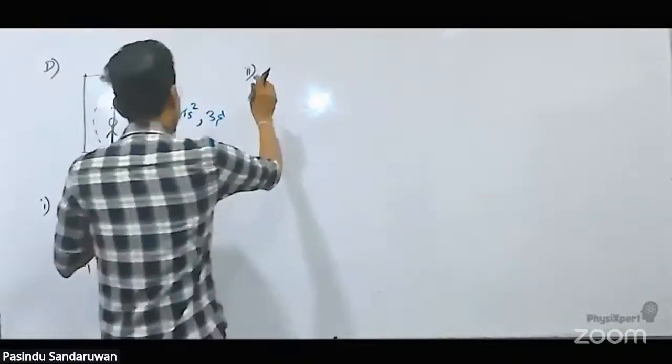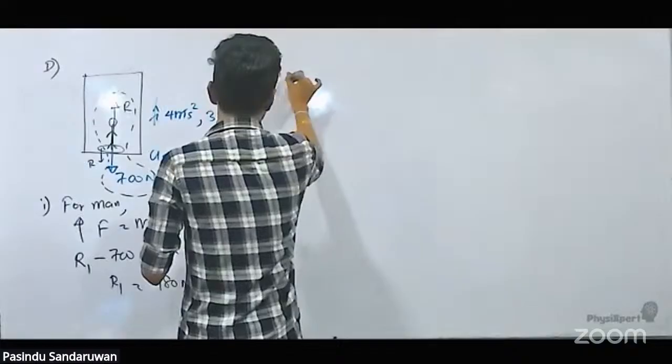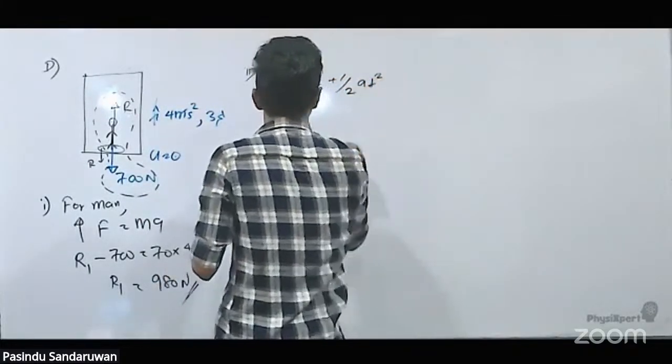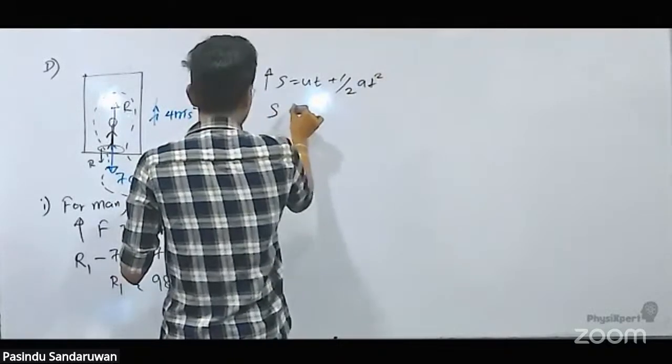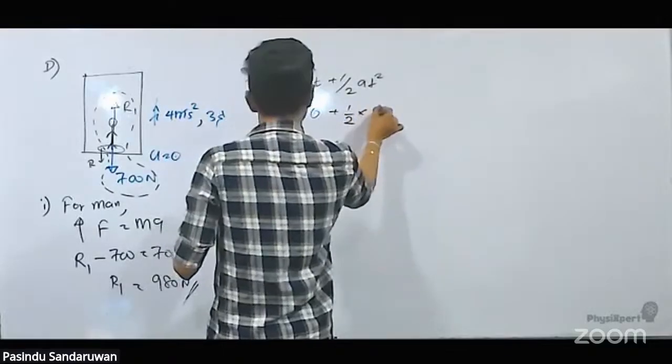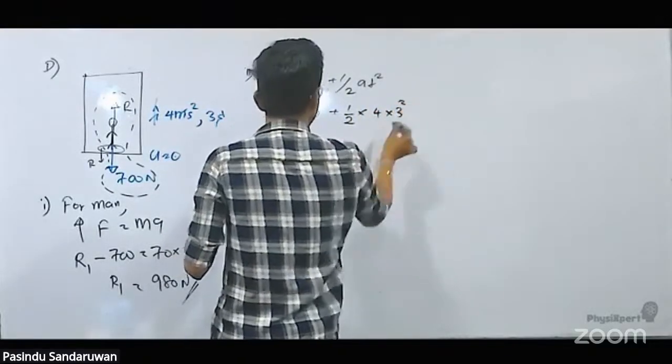So for this we use the linear equation s equals ut plus half at squared. Time is known now. Let's take s equals s1. u is 0, it's given. Half times acceleration 4, times t, 3 squared.